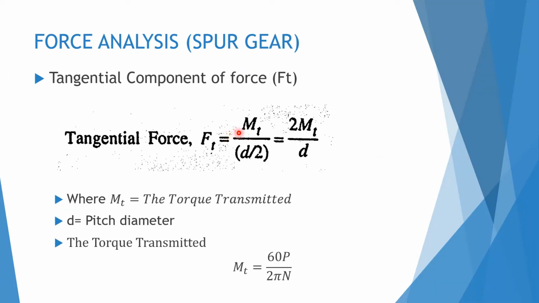and force equals torque divided by perpendicular distance, or torque is equal to force into perpendicular distance. We know that. So Ft is equal to 2Mt, or torque, divided by d, where Mt is the torque transmitted and d is the pitch diameter. The torque transmitted can be calculated using this equation, where P is the power, 2 pi N Mt by 60 is the power. So Mt is equal to 60P by 2 pi N. We can write that.